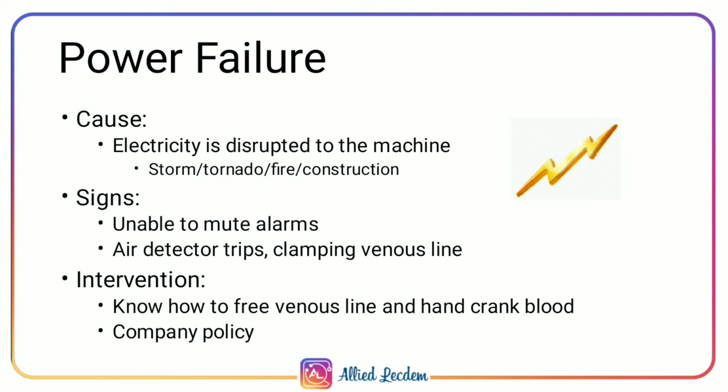Power failure. Causes: electricity is disturbed due to the machine. The signs are unable to mute alarms, air detector trips, clamping venous line. And the interventions are know how to free the venous line and hand crank blood, and follow company policy.